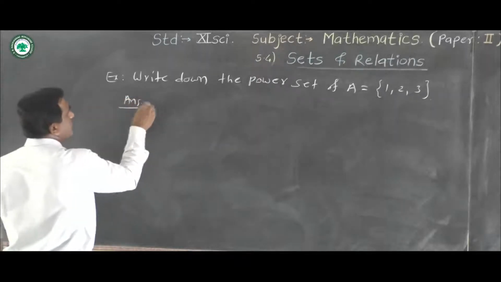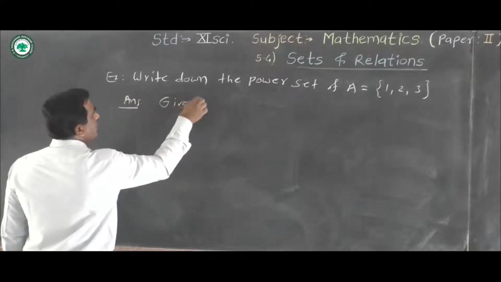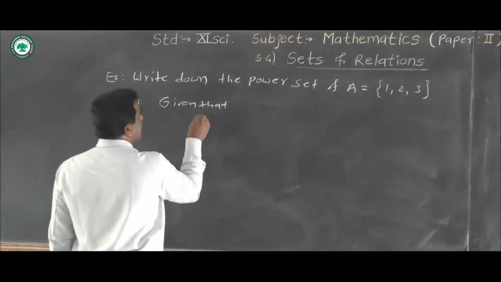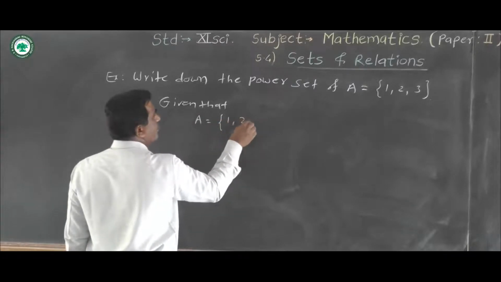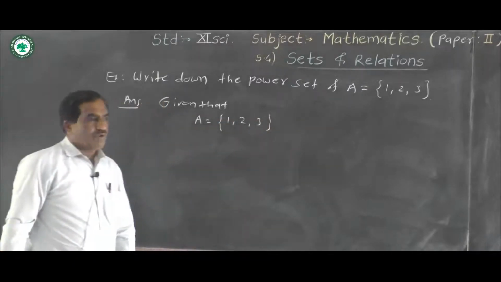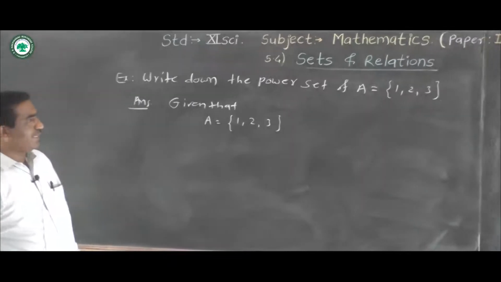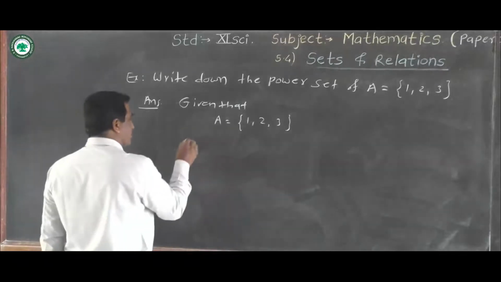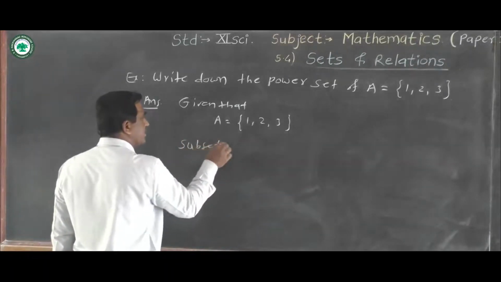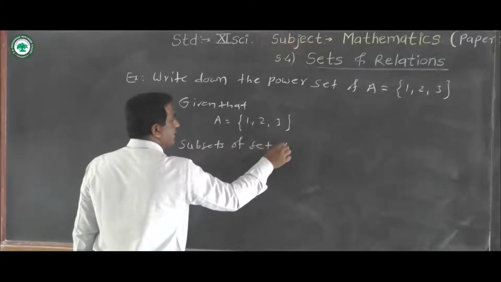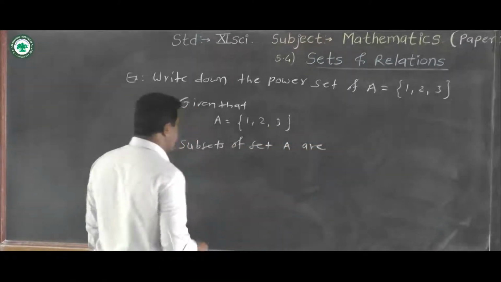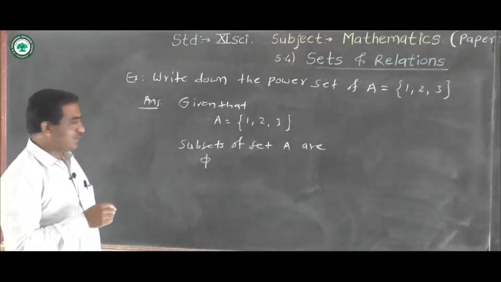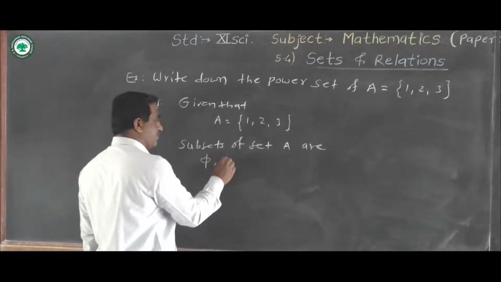Answer: given that, consider the given set A is equal to {1, 2, 3}. Now we have to write the power set of set A. First we write the subsets of set A. The subsets of set A are: the first subset is the empty set, since the empty set is a subset of every set, and the second subset is set A.